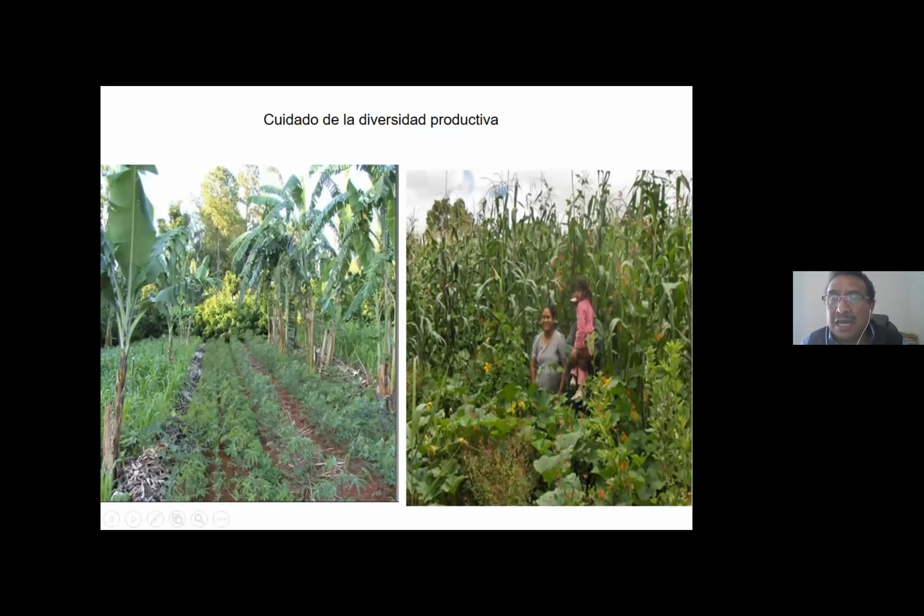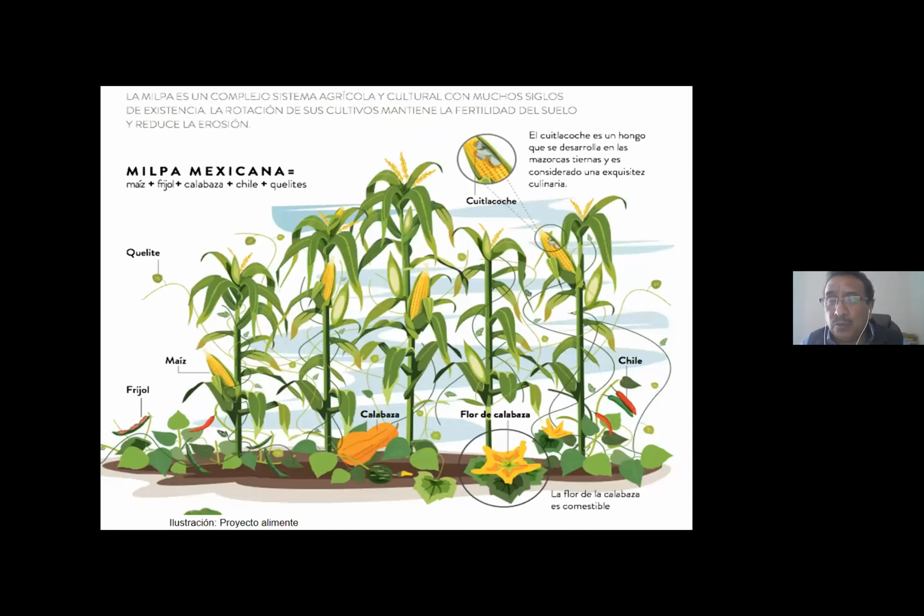And this is something very important that we have learned as indigenous people, the importance of diversity in our produce. There are campesinos who live in cooler climates, and they also maintain their crop diversity. This is very important because when we have a greater diversity of our products, greater genetic diversity, we have better defenses against pests and other problems.